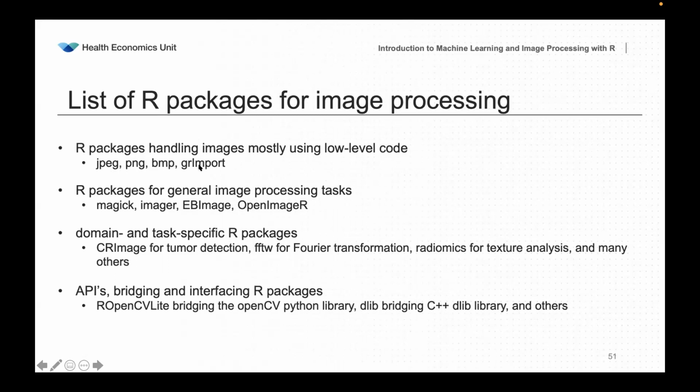And for R packages for general image processing tasks, you can use magick, imager, EBImage, and OpenImageR. And if you have a domain-specific task, application, or program, then you can utilize the radiomics package for tumor detection, FFTW for Fourier transformation, texture analysis, and many others.